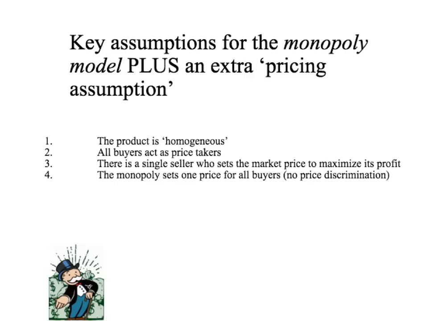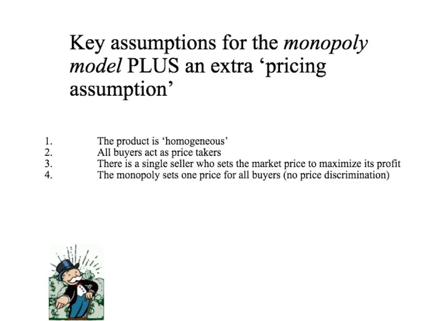So, our new assumptions for the monopoly model are that there is a single homogeneous product, all buyers act as price takers, but the new one, the third one, is that there is a single seller who sets the market price to maximise its profits. That's going to be our monopoly seller. Finally, we've got our starting assumption, our no price discrimination assumption, which is that the monopoly only sets one price for all buyers.